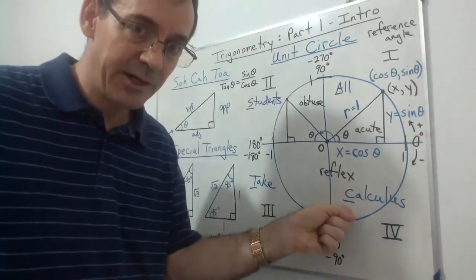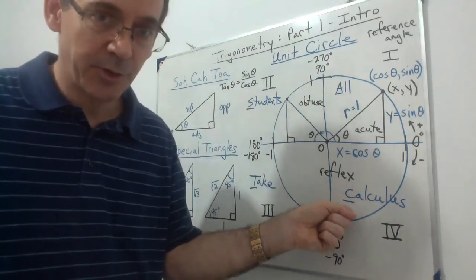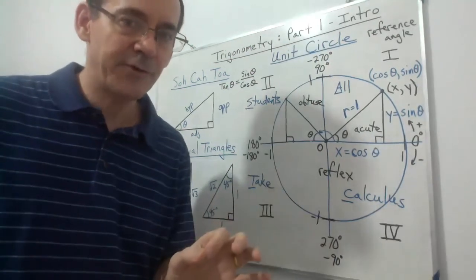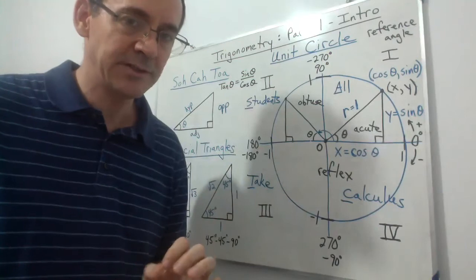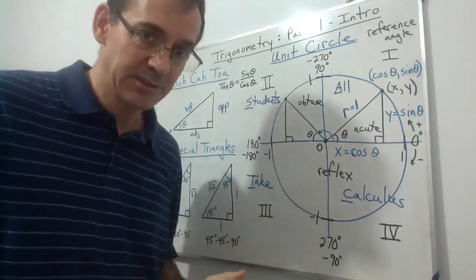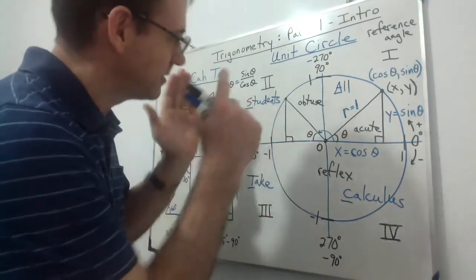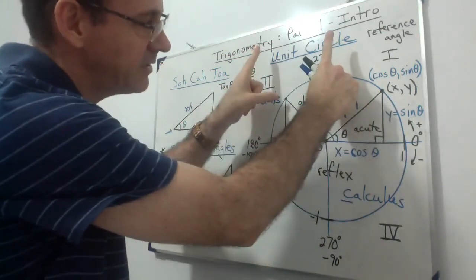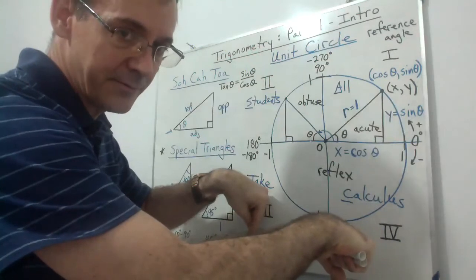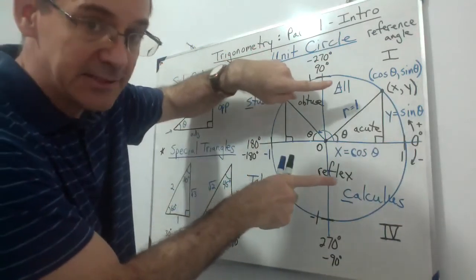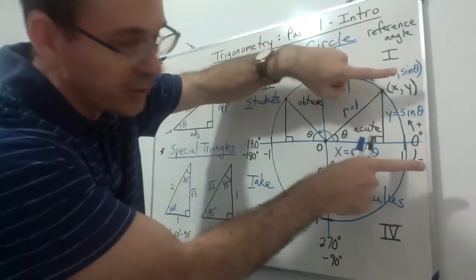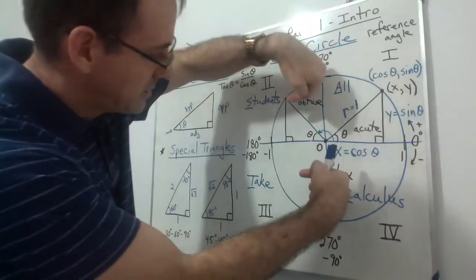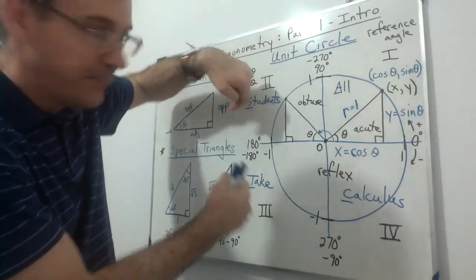Cosine is positive here, so sine and tangent are both negative. So each trig function is positive in two quadrants and negative in two quadrants. For sine, it's the y-axis: first and second positive, third and fourth negative. For cosine, which is your x-axis, first and fourth quadrant positive, second and third quadrant negative.